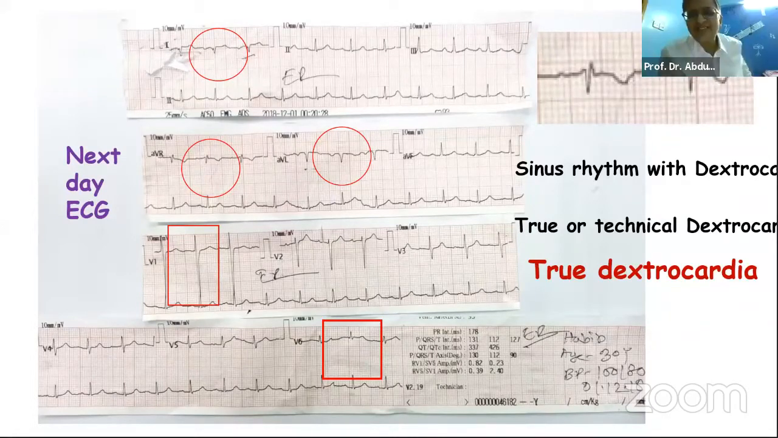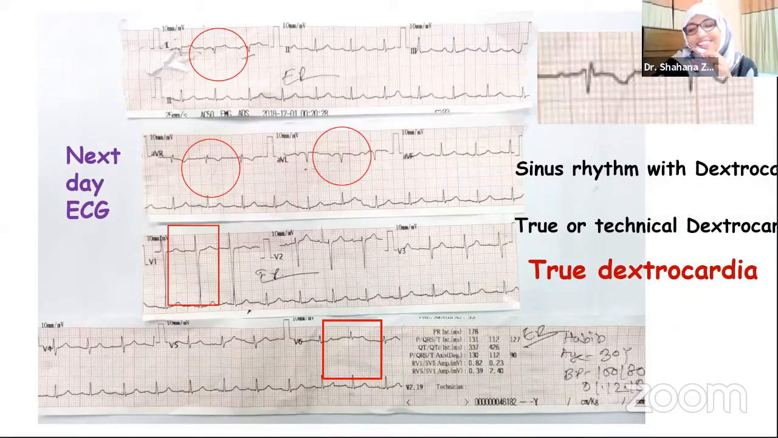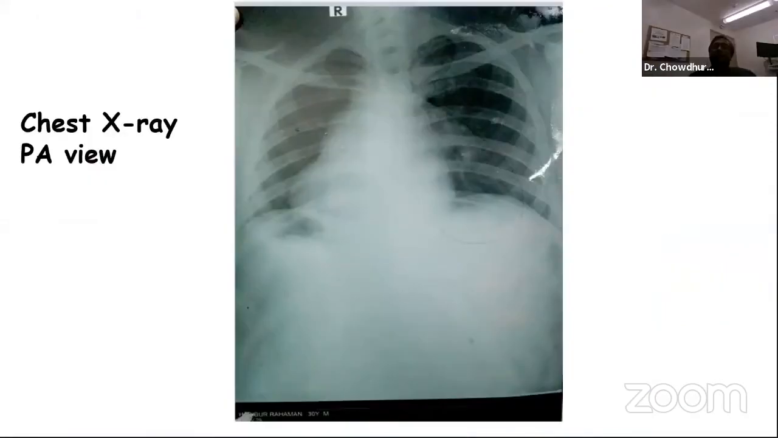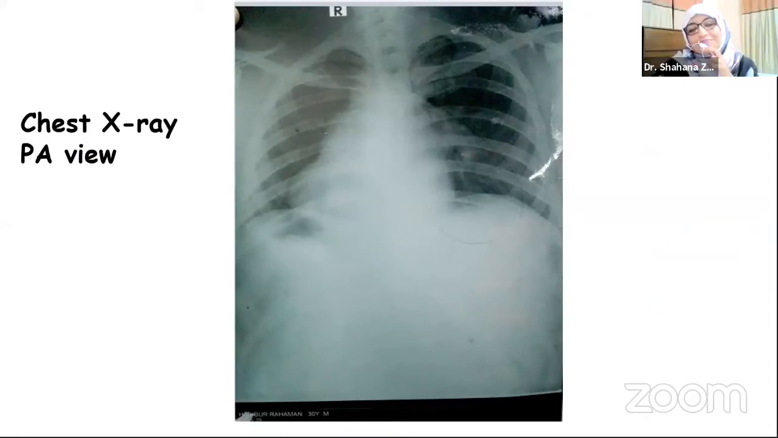Yes, that's why I was asking. May I proceed? Yes, please. By the way, dextrocardia patients are allowed to have MI. Yes, this is the chest X-ray of this patient. Yeah, this is a 30-year-old.